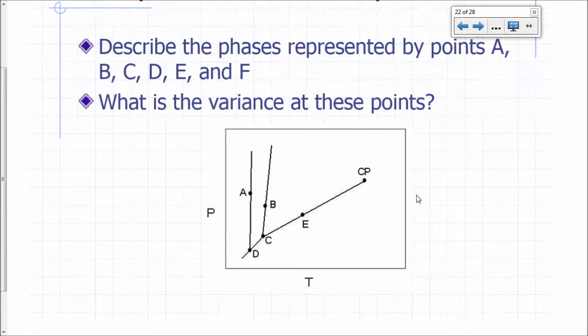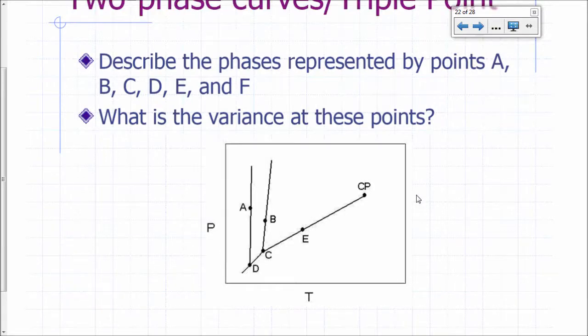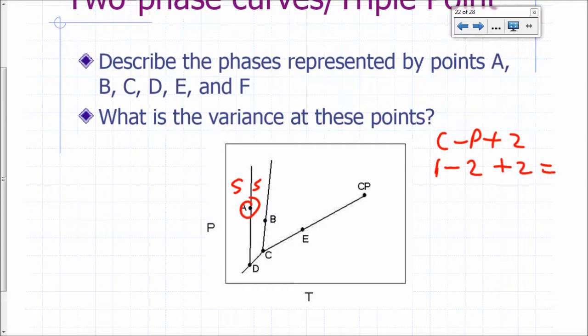Describe the phases represented by points A, B, C, D, E, and F. Okay. Let's look at A. That looks like two solids at equilibrium. Okay, so that's two phases. 1 minus 2, C minus P plus 2 would be 1. So the variance there is 1. By specifying the pressure, you know what the temperature is. If you specify the temperature, you know what the pressure is. Okay, one independent variable. What about point B?